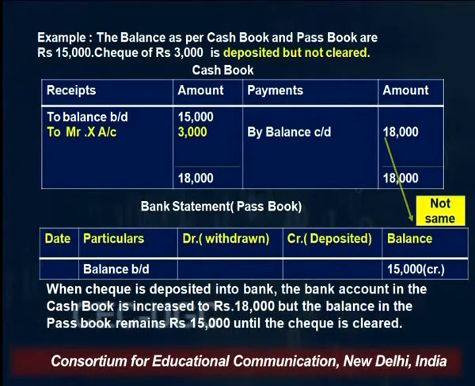So unless the bank clears this check, this won't be depicted in the passbook. As you can see, the passbook remains unchanged. There is no change in the balance of the passbook. Earlier it was 15,000, now also it is 15,000, irrespective of this check of rupees 3,000. So this entry is recorded only in the cash book, but not in the passbook, because the check is deposited but not cleared, as it takes time for the clearance.